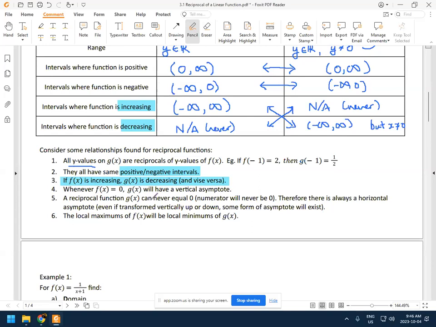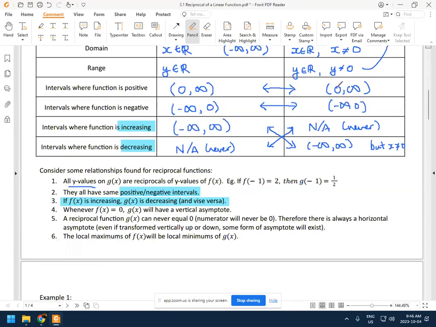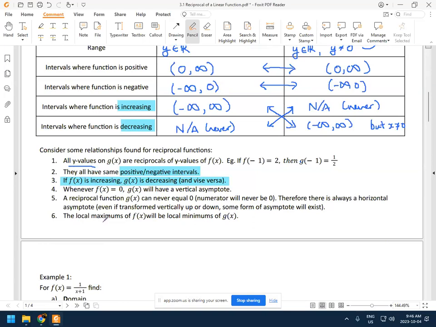A reciprocal function can never equal a 0 because the y value, in this case, the fraction has a 1 on the numerator. It'll never equal a 0. The local maximums of f will be local minimums of g. That's something we can sort of discover together as we do more questions. If it was up here, it suddenly becomes down there because we're doing reciprocal.